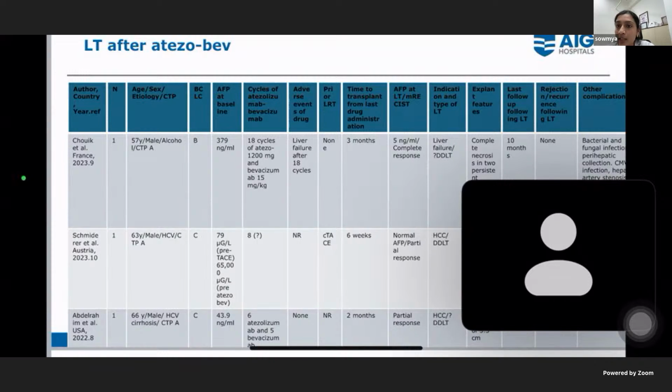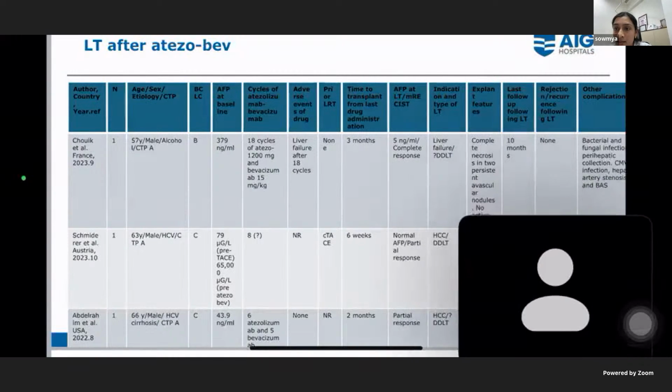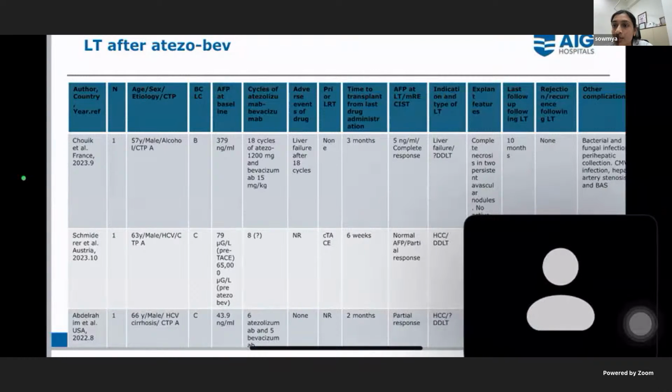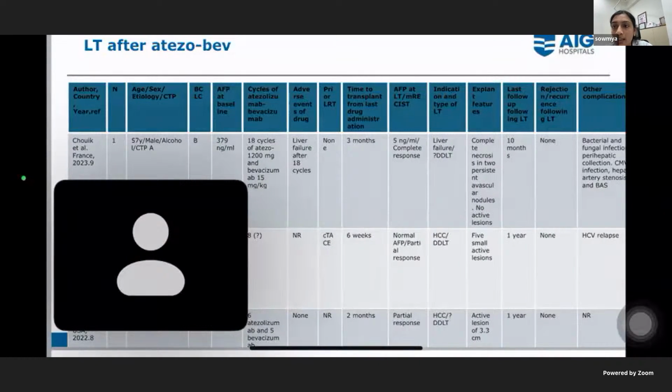He received 18 cycles of immunotherapy, however, developed liver failure after 18 cycles of immunotherapy. He didn't have any prior locoregional therapy, and the patient had a 3 months gap between the last dose of drug administration and transplant. AFP at liver transplant was 5 nanogram, and mRECIST criteria based imaging showed complete response to the disease, and the indication for transplant in this case was liver failure. Biopsy of the explant showed complete necrosis in the 2 persistent avascular nodes, and there were no active lesions. The patient was followed up to 10 months post-transplant, and there was no rejection or recurrence following liver transplant.